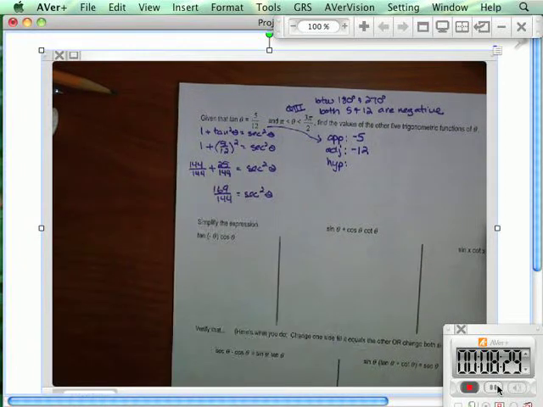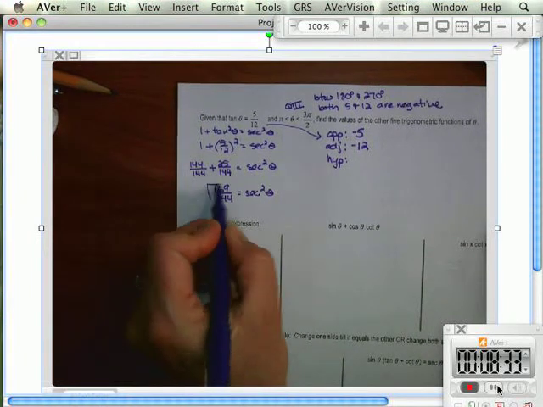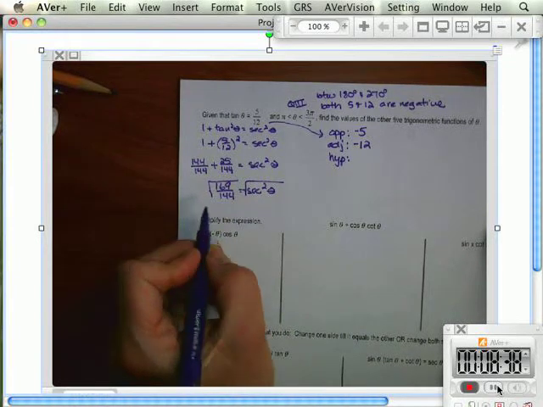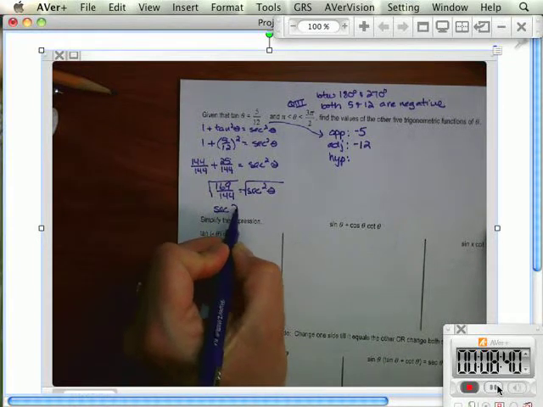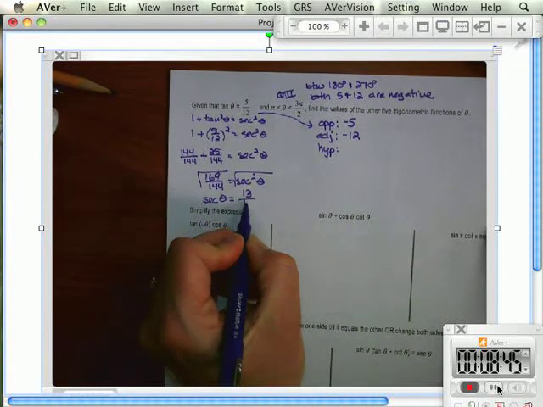I don't want squared, so what do I do? Square root. So that tells me that the secant of theta is equal to 13 over 12.